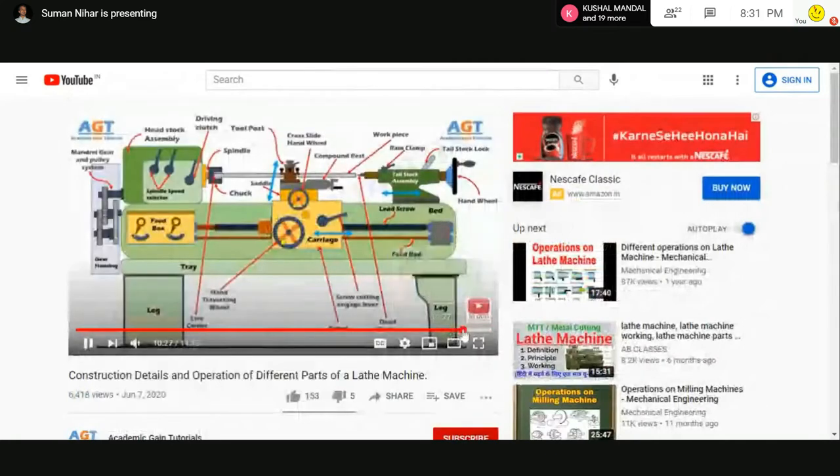Potion is called the ape. Mechanisms inside the apron. The apron is.